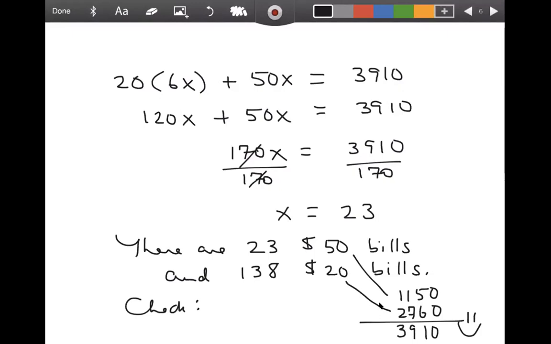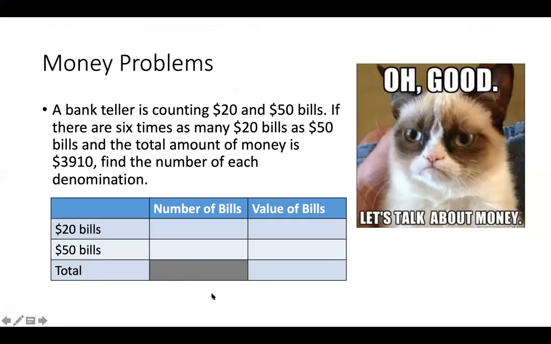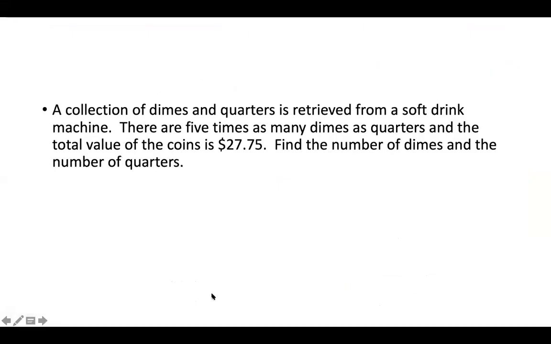All right. So the next one is one that I would definitely like you to try because it's very, very similar. And that's this one here. A collection of dimes and quarters is retrieved from a soft drink machine. There are 5 times as many dimes as quarters, and the total value of the coins is $27.75. They want us to find the number of dimes and the number of quarters. Exactly like the last problem. So please pause the video and try that one.